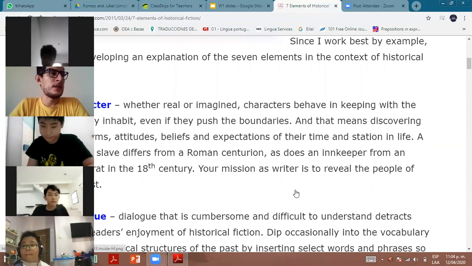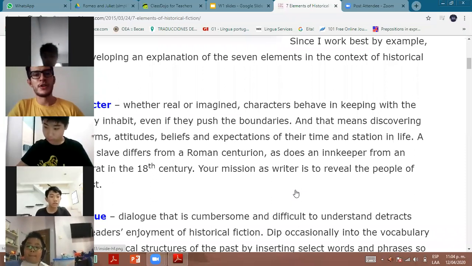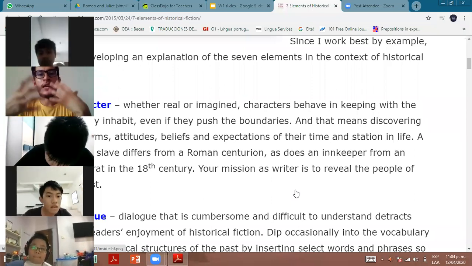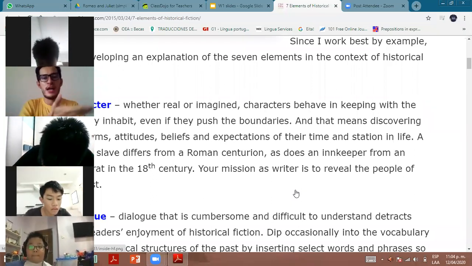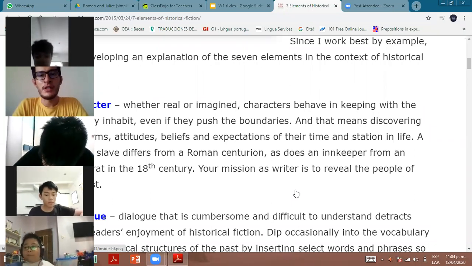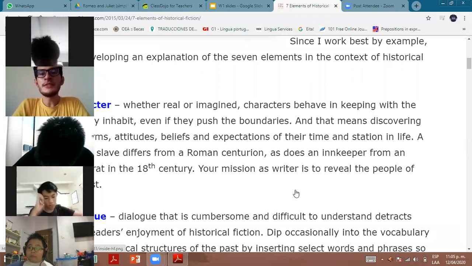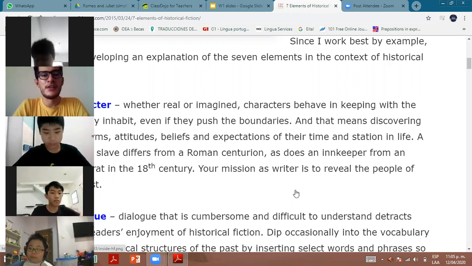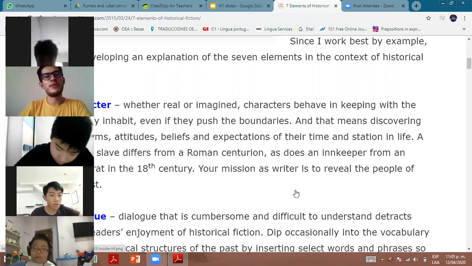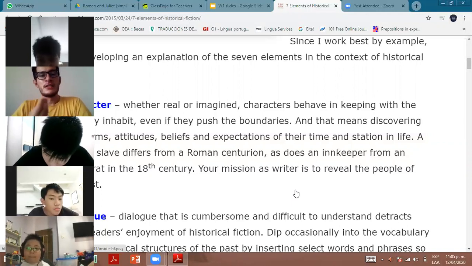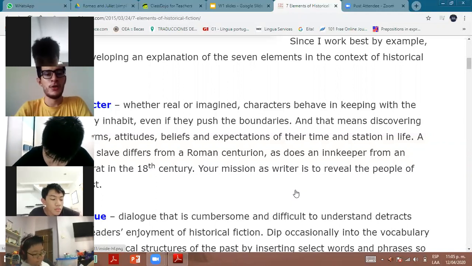It's a very important part of a story. The characters could be real, could be imaginary, and they allow the story to have a different flow. The characters could be humans, objects, or animals, and in the stories you need to describe the characters: the physical appearance, their attitudes, their beliefs, their expectations, their personalities. So that is characters.